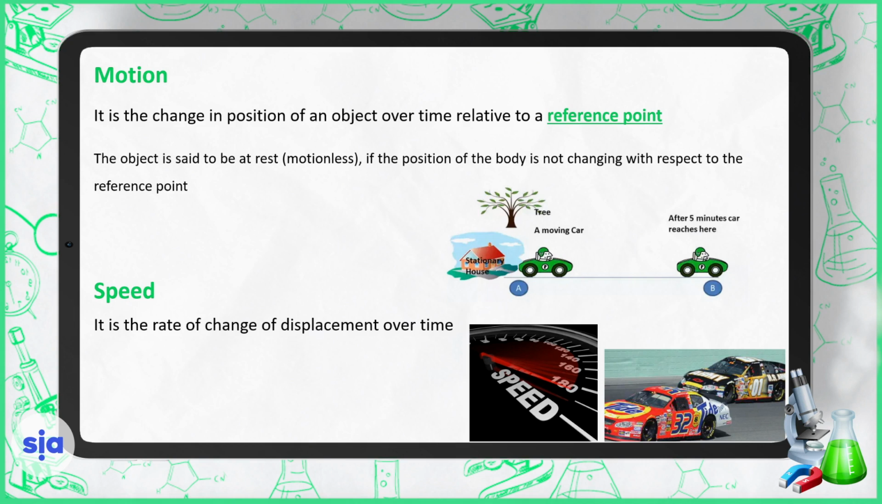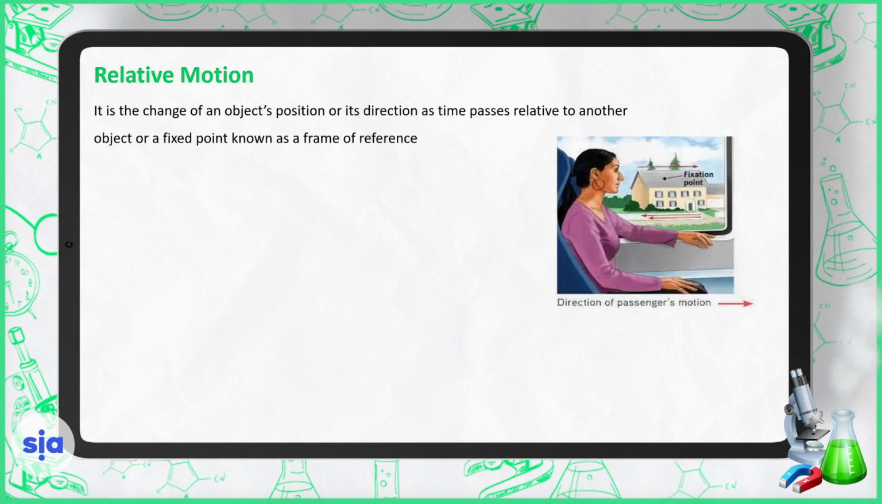Or simply we can say that it is how fast the object is moving. Relative motion. It is the change of an object's position or its direction as time passes, relative to another object or a fixed point known as a frame of reference. To make it easier for you, did you ride a train before?